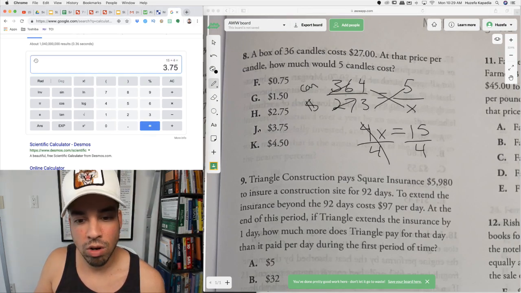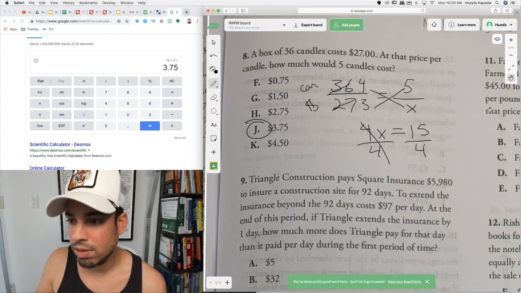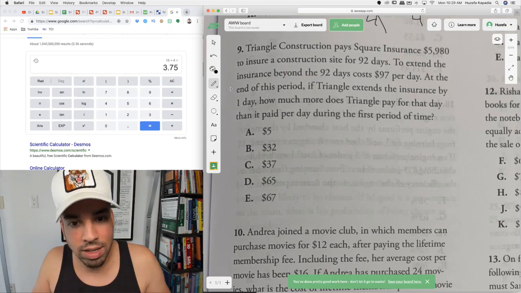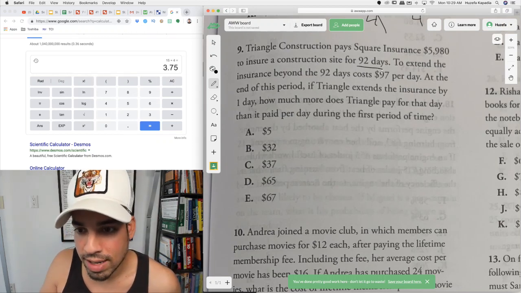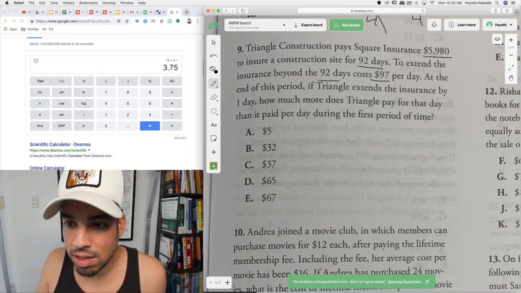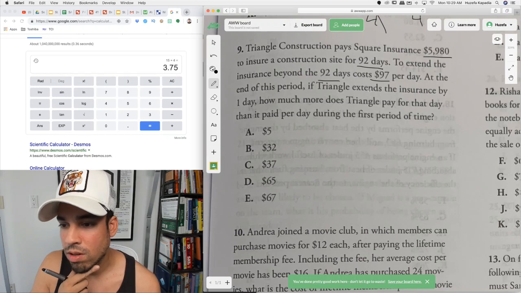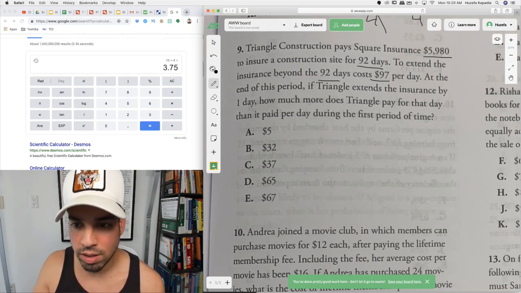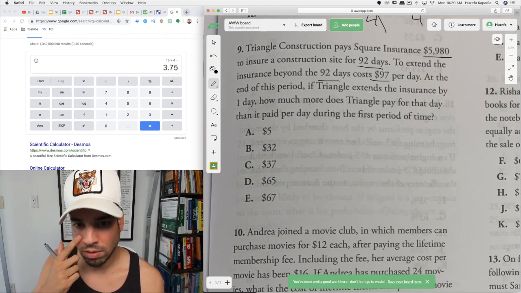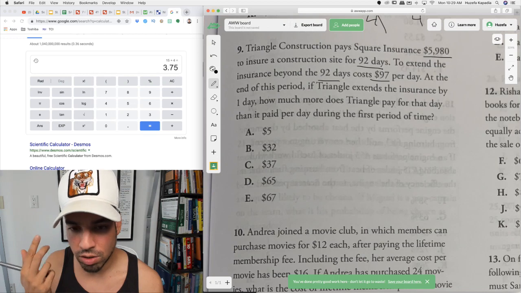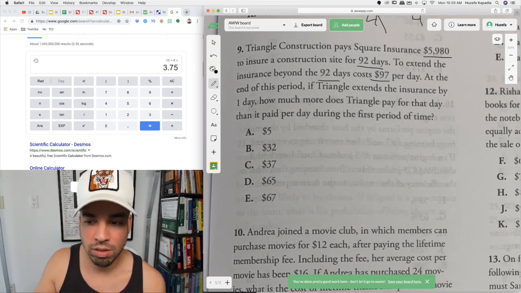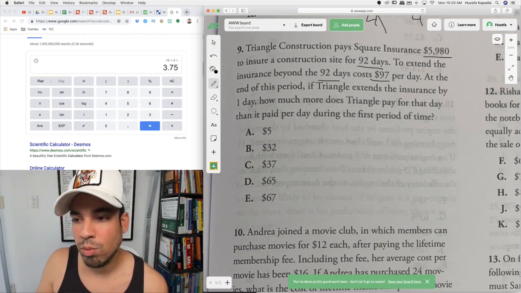And each candle costs $3.75. All right, Triangle Construction pays Square Insurance $5,980 to insure a construction site for 92 days. To extend the insurance beyond the 92 days, it costs $97 per day. At the end of this period, if Triangle extends the insurance by 1 day, how much more does Triangle pay for that day than it paid per day during the first period of time? So basically, again, we want to know this.